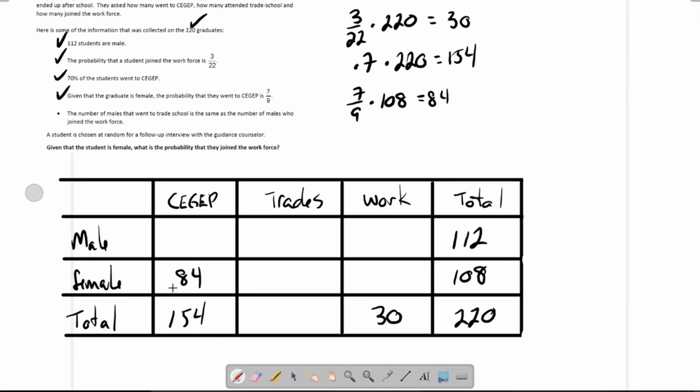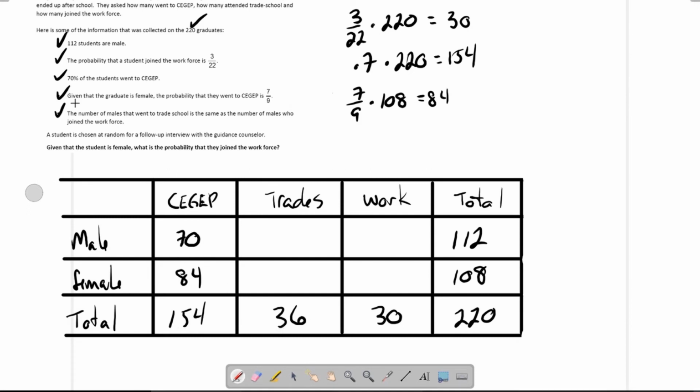I can go ahead and do the math then. 154 minus 84 is 70. So there are 70 males who went to CEGEP. I can also figure out how many went to the trades in total by doing 220 minus 154 minus 30, and I end up with 36.